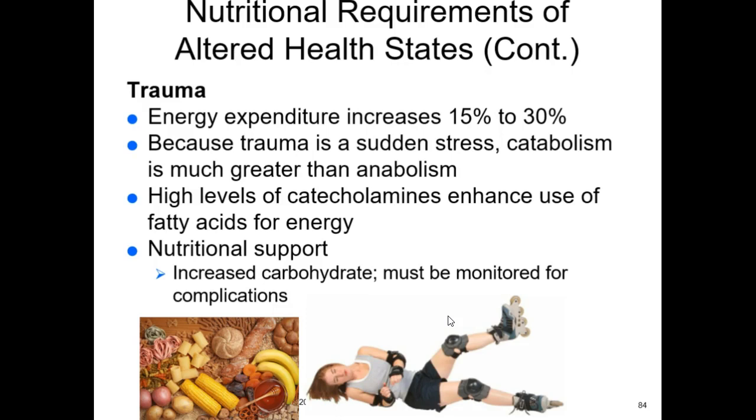Trauma, again, basal metabolic rate increases by as much as 30%. And it's a sudden stress, so there's going to be a lot of breakdown. You're going to have a lot of catecholamines if there is a trauma, lots of epinephrine and norepinephrine. So you're going to need, again, more carbs, more proteins. I mean, basically the takeaway is you need more nutrition.